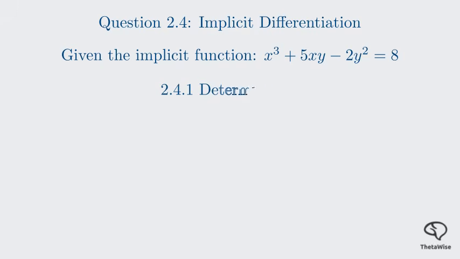For this, we use implicit differentiation, which means we differentiate every term in the equation with respect to x. The key idea here is to remember that y is a function of x. So when we differentiate a term involving y, we must use the chain rule. Differentiating x cubed gives us 3x squared.